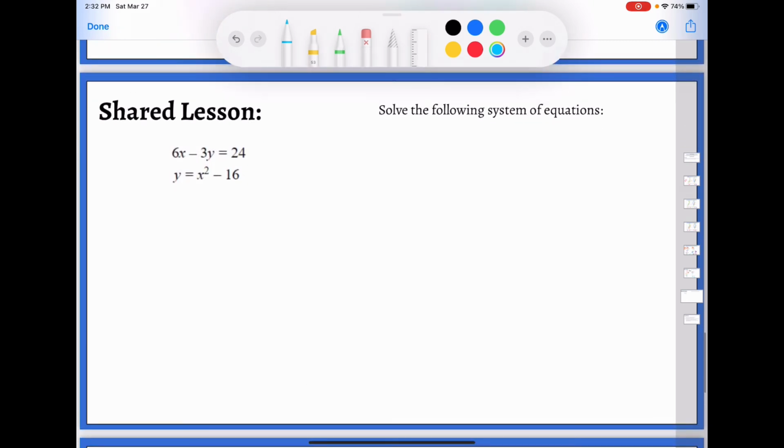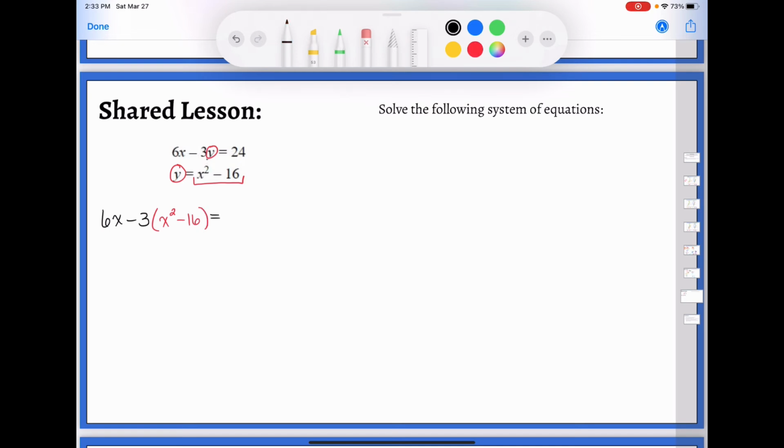All right, one last one here just to make sure you're really solid on the idea. Now in this one, they don't both say y equals, but I see the bottom one says y equals. So this time I'm going to take that x squared minus 16 and plug it in for y in my top equation, just like we reviewed on the two linear equations one. So it's going to say 6x minus 3 parentheses x squared minus 16, finish out that top equation, equals 24. I just replaced the y in the top equation with the x squared minus 16 from the bottom.